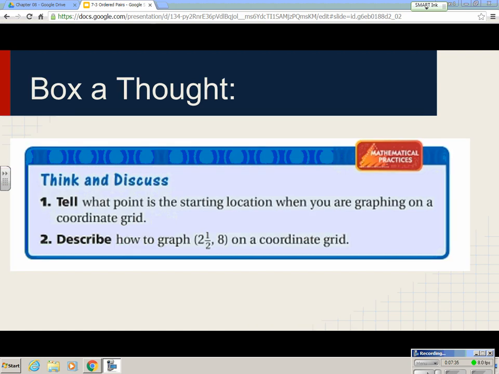All right, go ahead and answer these 2. Again, full sentences. No full sentences, you're going to have to do them over.